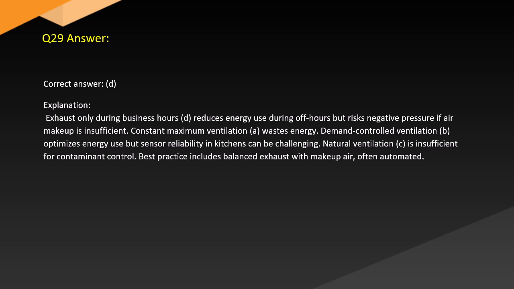Answer. Correct answer: D. Explanation. Exhaust only during business hours, D, reduces energy use during off hours but risks negative pressure if air makeup is insufficient. Constant maximum ventilation, A, wastes energy. Demand control ventilation, B, optimizes energy use but sensor reliability in kitchens can be challenging. Natural ventilation, C, is insufficient for contaminant control. Best practice includes balanced exhaust with makeup air, often automated.